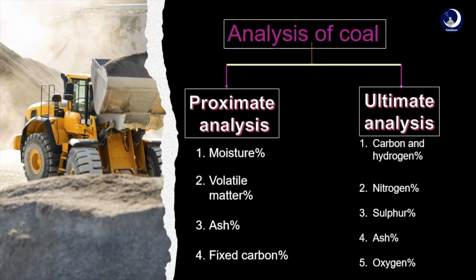Analysis of coal is of two types, proximate analysis and ultimate analysis. Proximate analysis is easy and quicker. It gives a fair idea of quality of coal. Whereas ultimate analysis is essential for calculating the heat balance in any process for which coal is employed as a fuel. Proximate analysis deals with moisture percentage, volatile matter percentage, ash percentage, fixed carbon percentage. Whereas ultimate analysis deals with carbon and hydrogen percentage, nitrogen percentage, sulfur percentage, ash percentage and oxygen percentage.